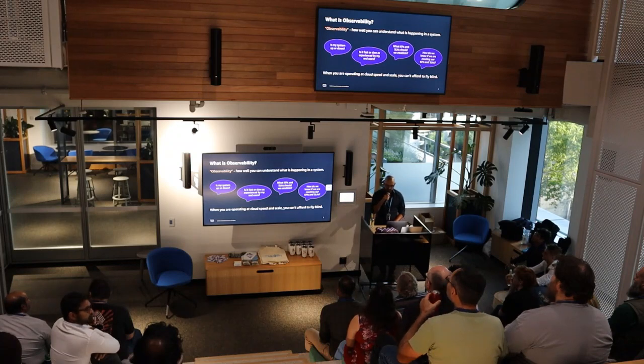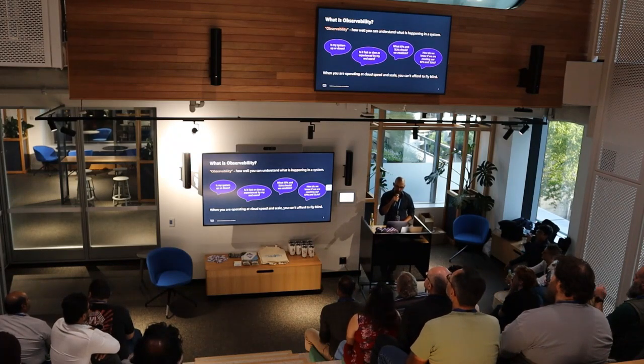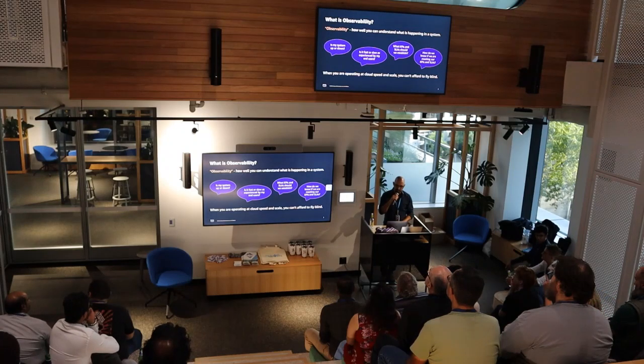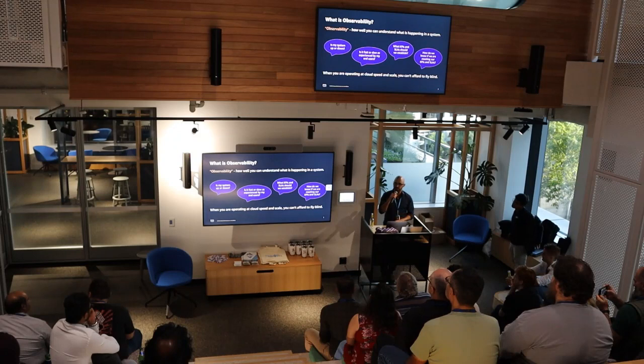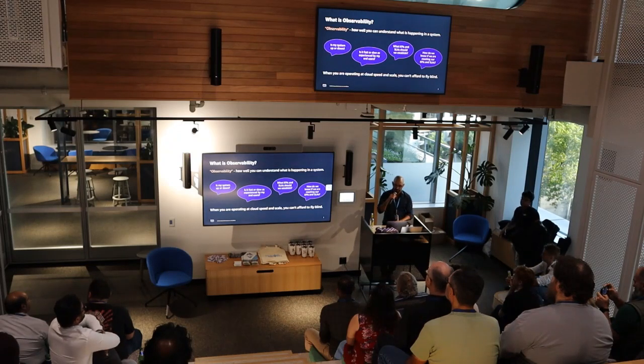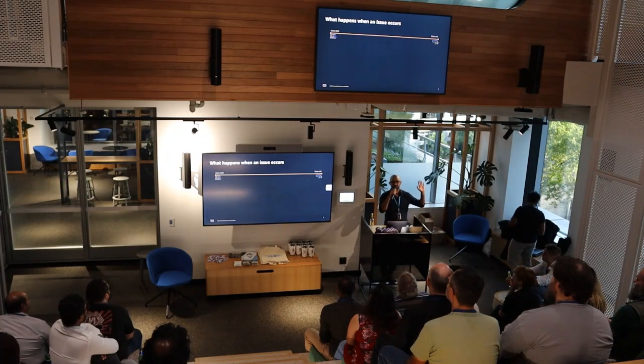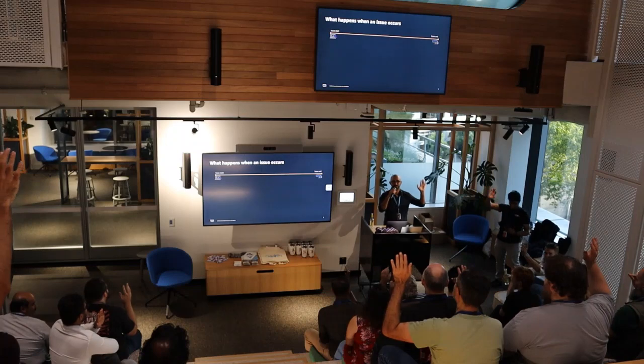Let's start with a simple definition. What is observability? It's really about understanding what's happening in a system. So asking questions like, is my system up? Is it down? Is it fast? Is it slow? Am I meeting my KPIs? Hands up, who here has ever had to deal with a production incident? Most of the room, right?